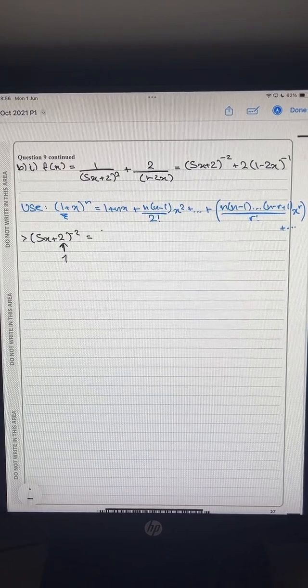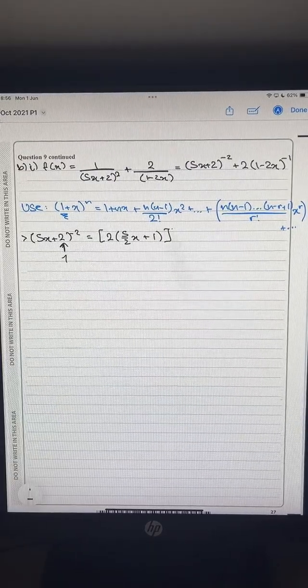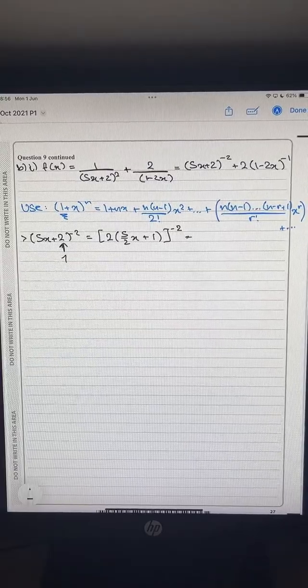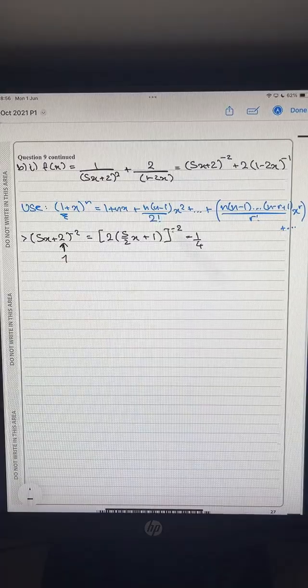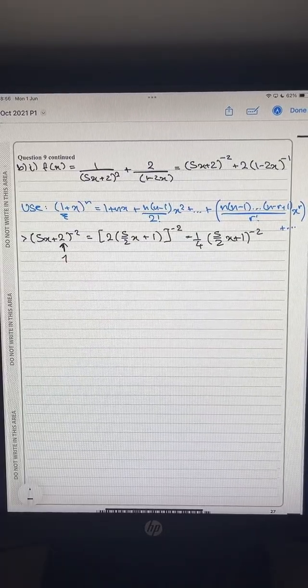So if I do that, I have 2 multiplied by (5 over 2 x plus 1), and that is all to the power of negative 2. So 2 to the power of negative 2 is 1/4, because I do the reciprocal because it's a negative power, and then I just square it. And then I have times (5 over 2 x plus 1) to the power of negative 2. Nice. Now I can do my binomial expansion on this.